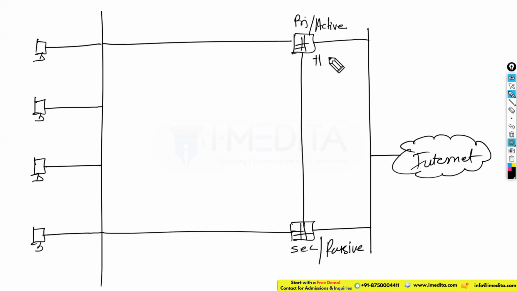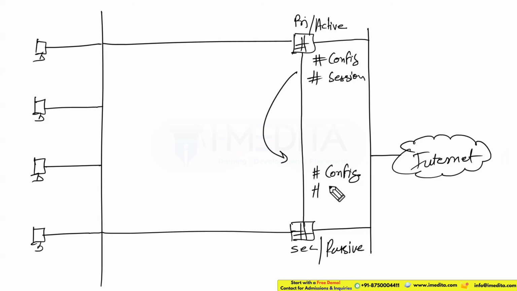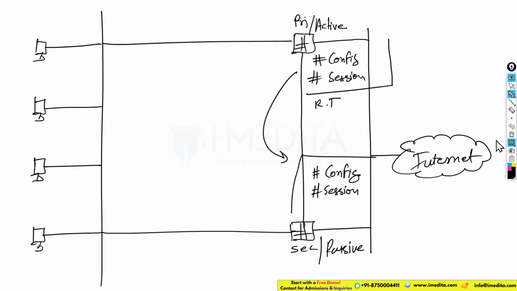Primary firewall will maintain its configuration. That will be synced with secondary firewall. Primary firewall will also maintain real-time sessions. So they will be synced with secondary firewall. Real-time configuration and session will be shared with secondary firewall. Real-time configuration and session will be synced primary to secondary.